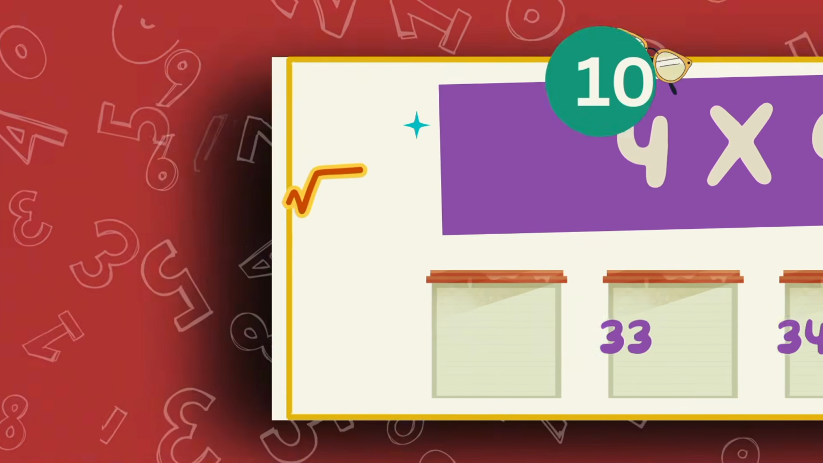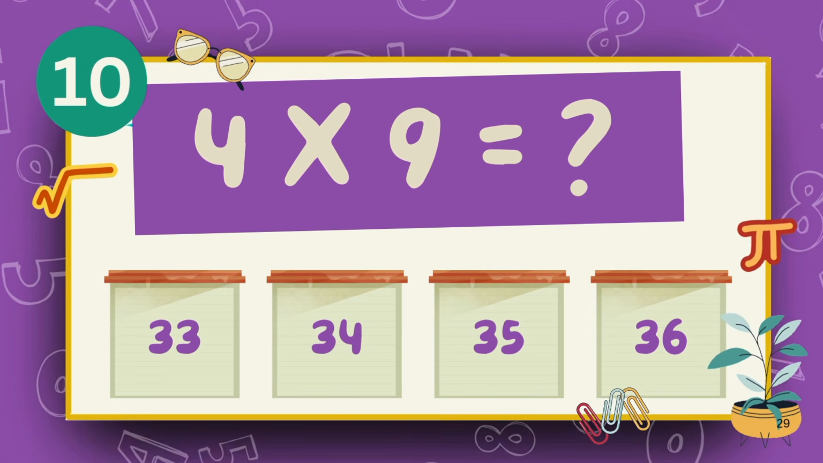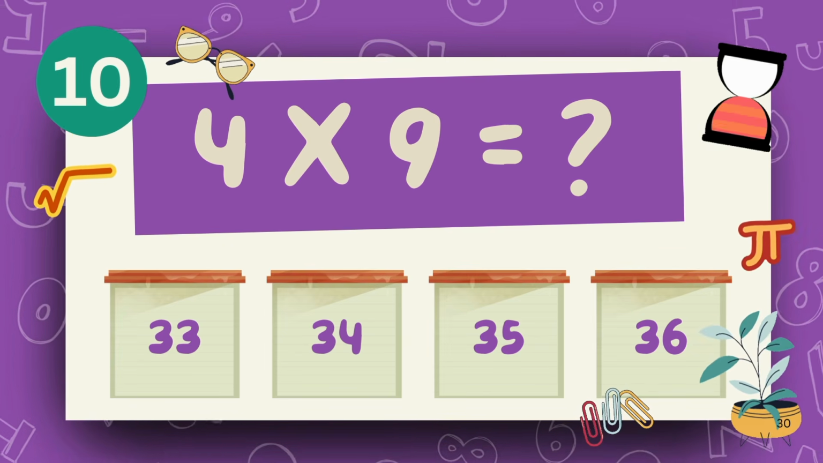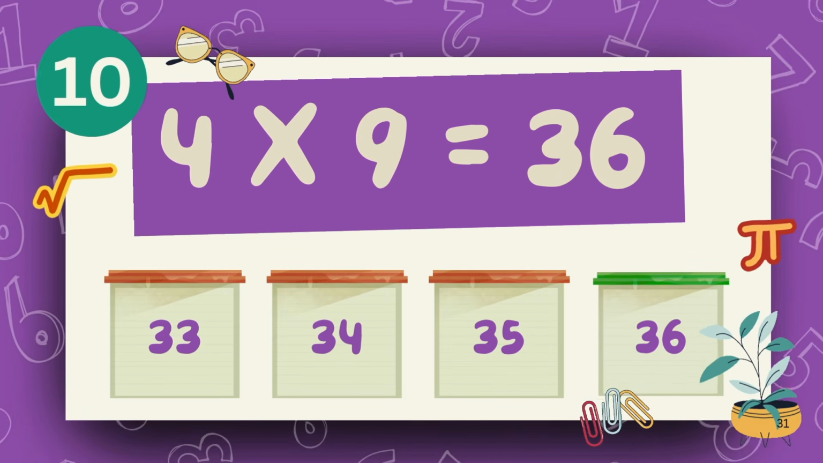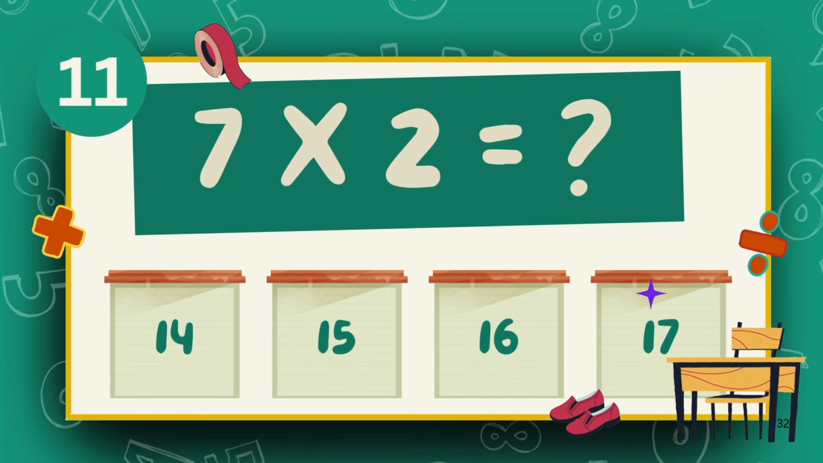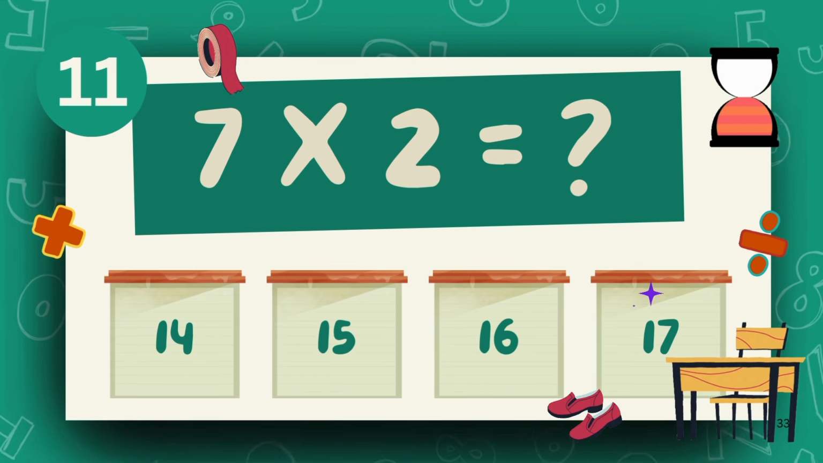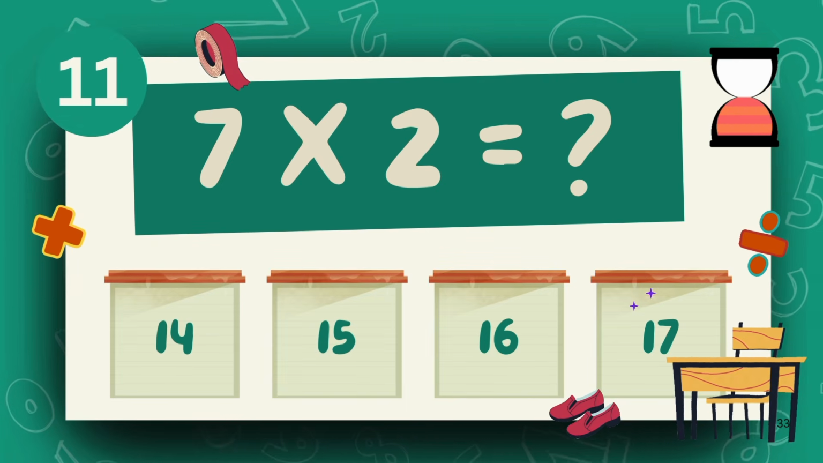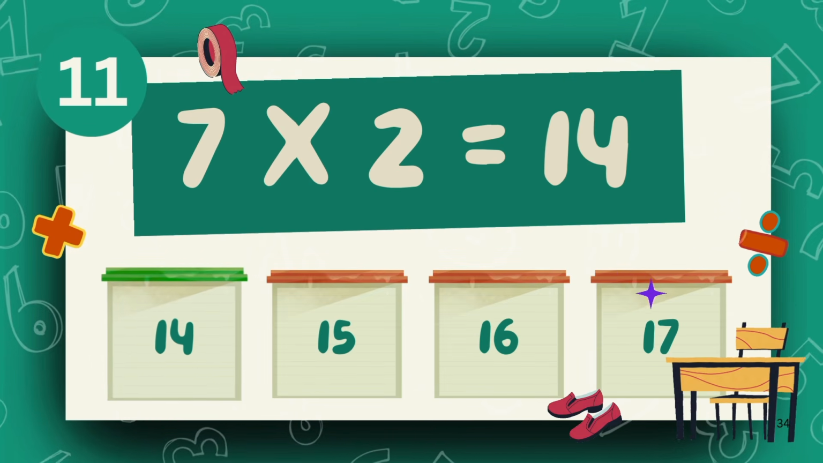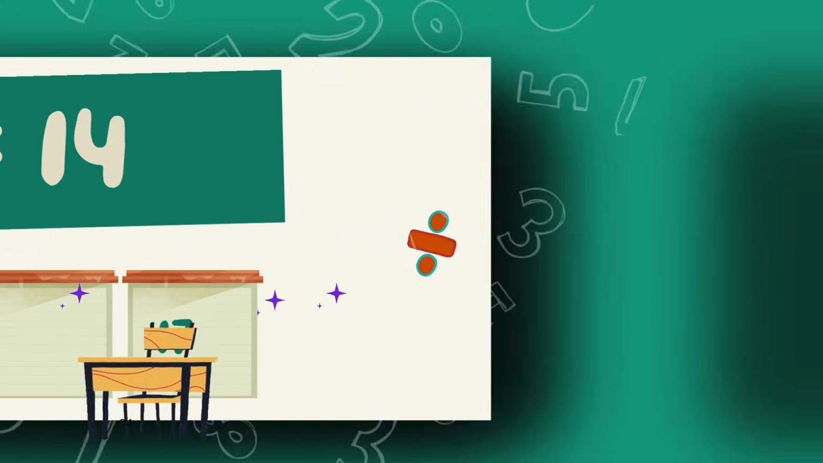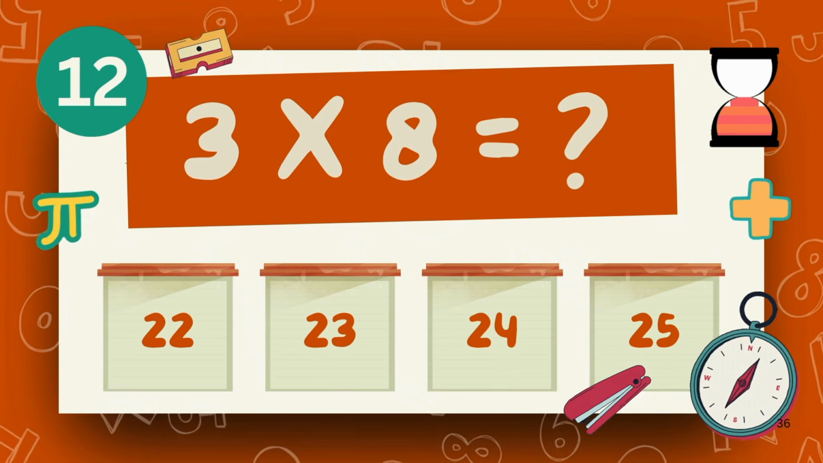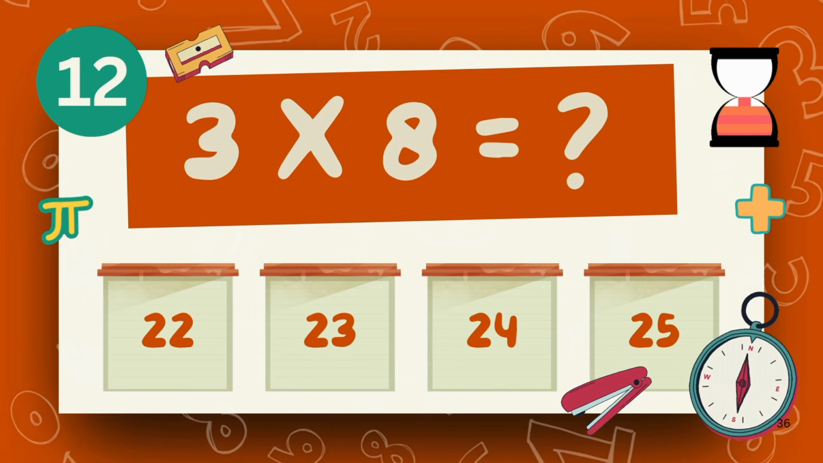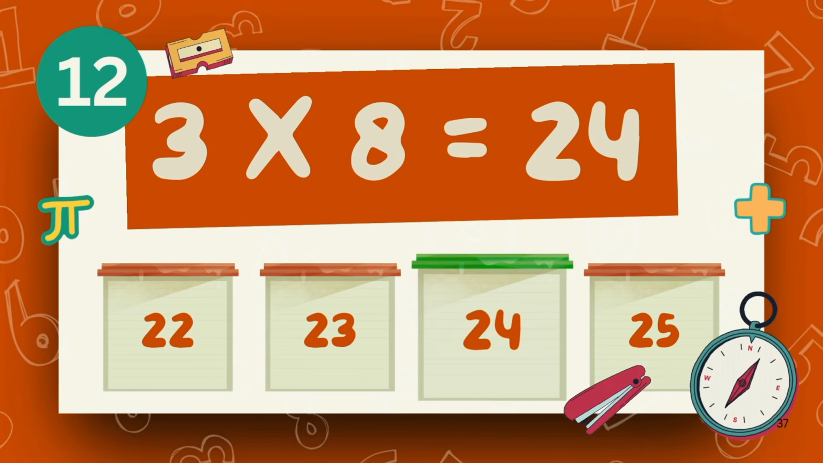What is 4 multiply 9? The answer is 36. What is 7 multiply 2? The answer is 14. What is 3 multiply 8? The answer is 24.